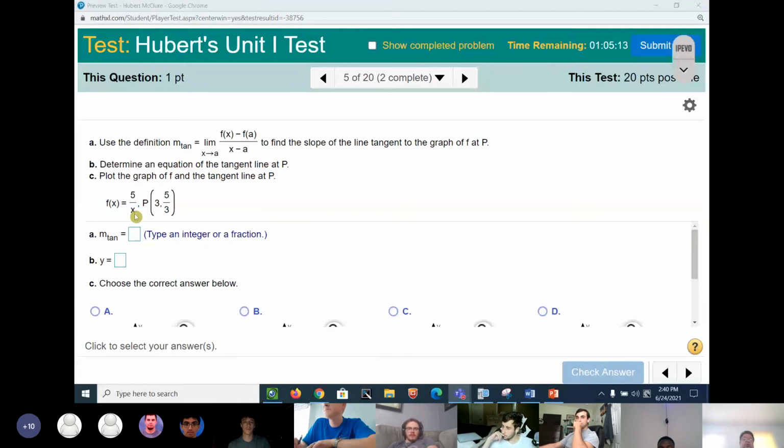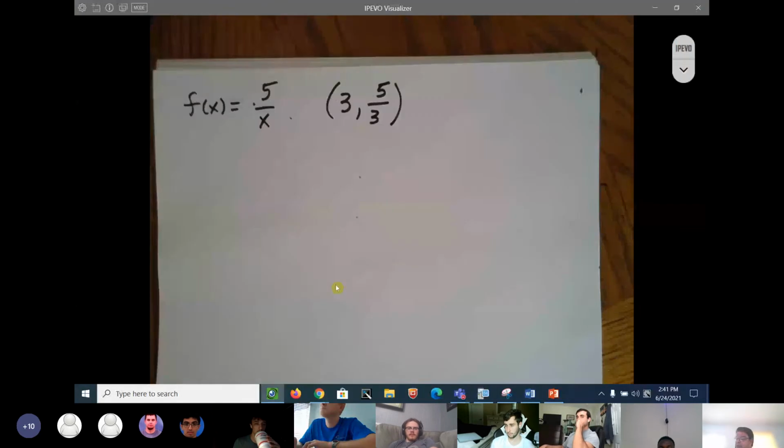What is 5? How can you rewrite 5 over x? 5x to the negative 1. So if you were doing this with the derivative, that would be 5 over x. And we've got a point 3 comma 5 over 3. And I don't have a problem. Since this is instantaneous velocity, I don't really care how you do it. So we're going to do it the easy way.